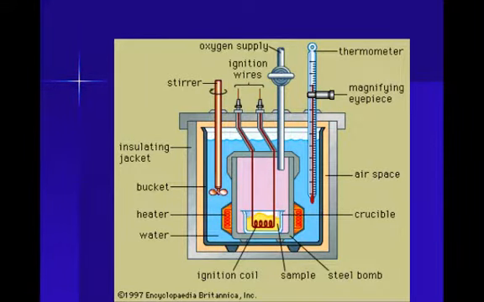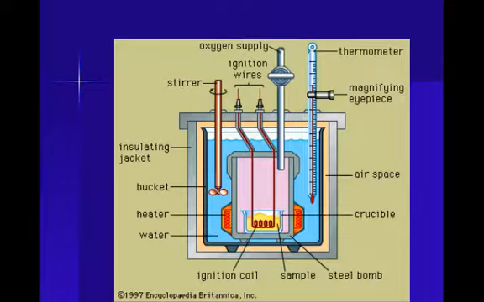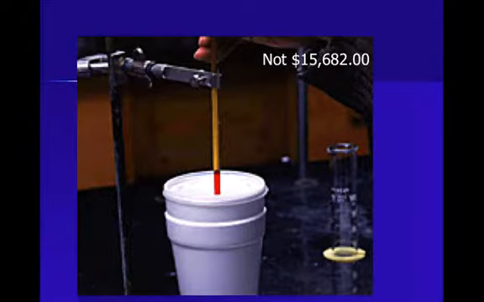Now that's a fancy one. This is probably several $1,000s. This is a $15,000 one. It'll do it automatically for you. All you have to do is put the sample in, press go, and the little computer thing does it. We don't have $15,000. I don't have several $100s. I do have this though. All you need is a styrofoam cup, a lid, a thermometer, because what can you do? You can put water in the styrofoam cup. You can use the thermometer to measure the temperature change, and there you have it, a calorimeter.